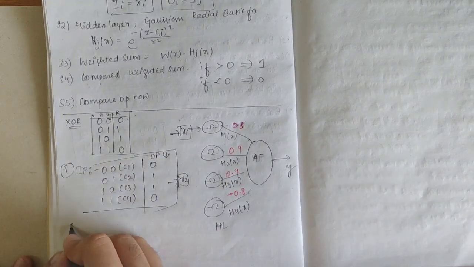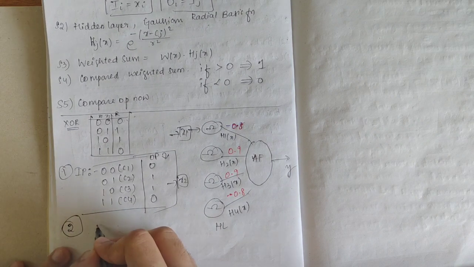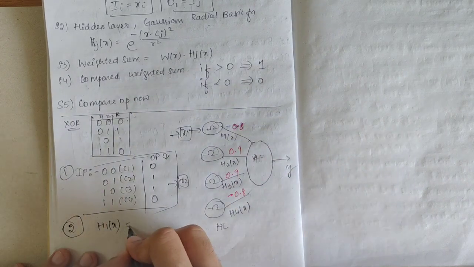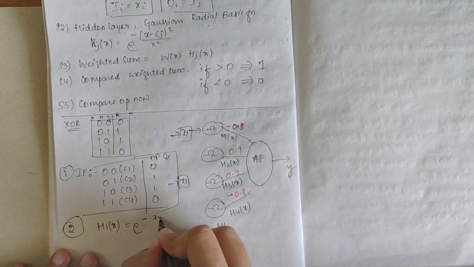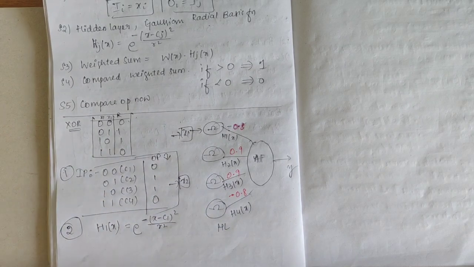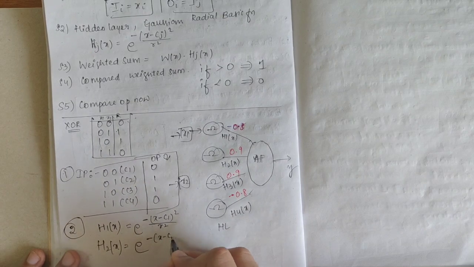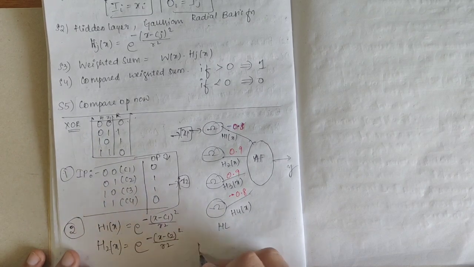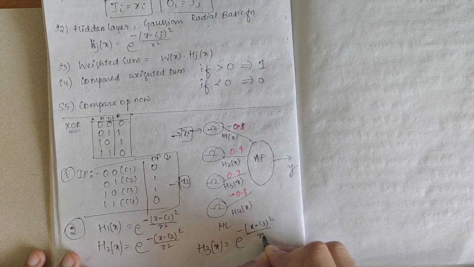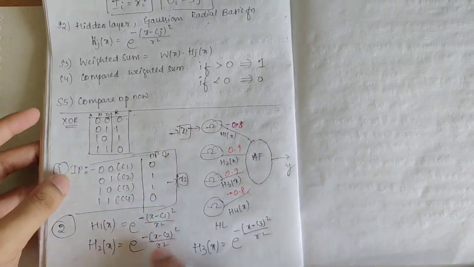My second step is, for the hidden layer, I need to calculate the Gaussian radial basis function. I'll start from h1 of x. There are 4 functions here, h1, h2, h3, h4. For h1 of x, I can write e to the power minus (x minus c1) whole square by r square. Again, for h2 of x, it would be e power minus (x minus c2) whole square by r square. For h3, it would be e power minus (x minus c3) whole square by r square. And for h4 also it will be the same, with c4 whole square.